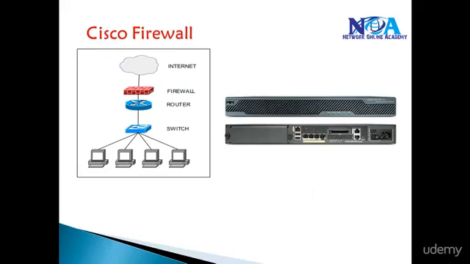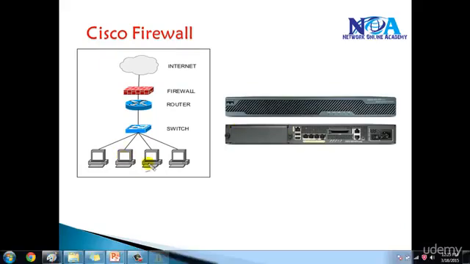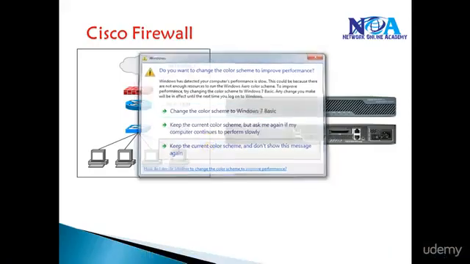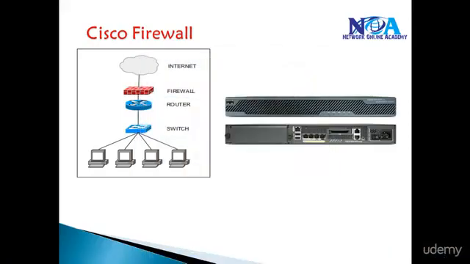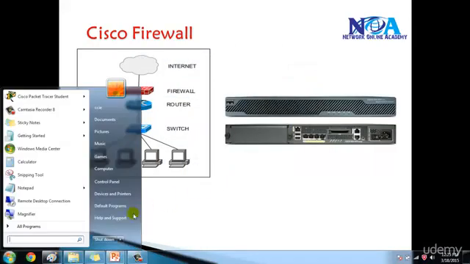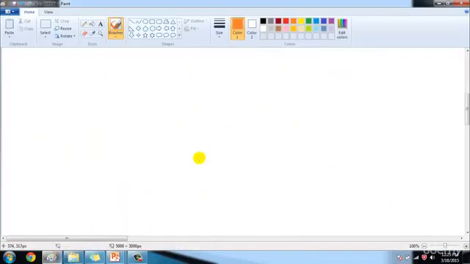Now the next important device we have is the Cisco firewall, or a normal firewall we can say. Now firewall is a device which is going to protect your network from external threats.